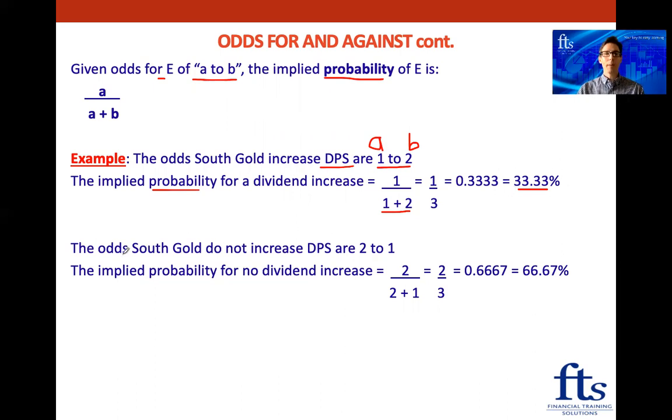And then what about the other way around? If they tell us the odds that they do not increase the dividends, that gives us now a 2 to 1, and they ask us, what's the probability then of no dividend increase? So our A is now the 2 and our B is now 1. We just take the A in the numerator and the sum of A and B again in the denominator, and we get 2/3. Good. And again, it's tying up with what we saw on the previous slide.